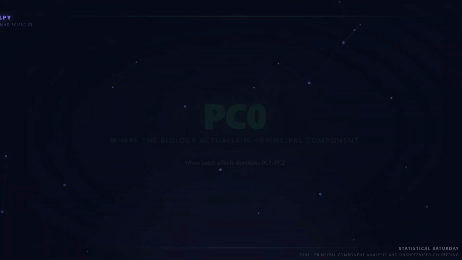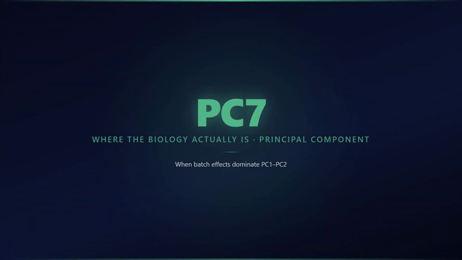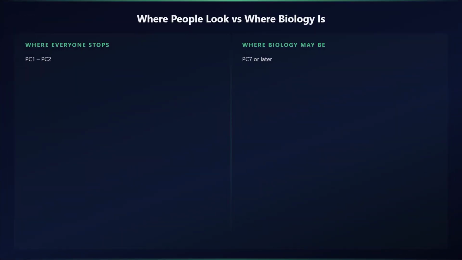Probably in PC7. So the actual biology could be sitting in PC7 this whole time, and you'd never see it because everyone stops at PC2. Correct. Most people stop at PC2. How wrong are the clusters, though? Concretely, how many fake populations does this produce?